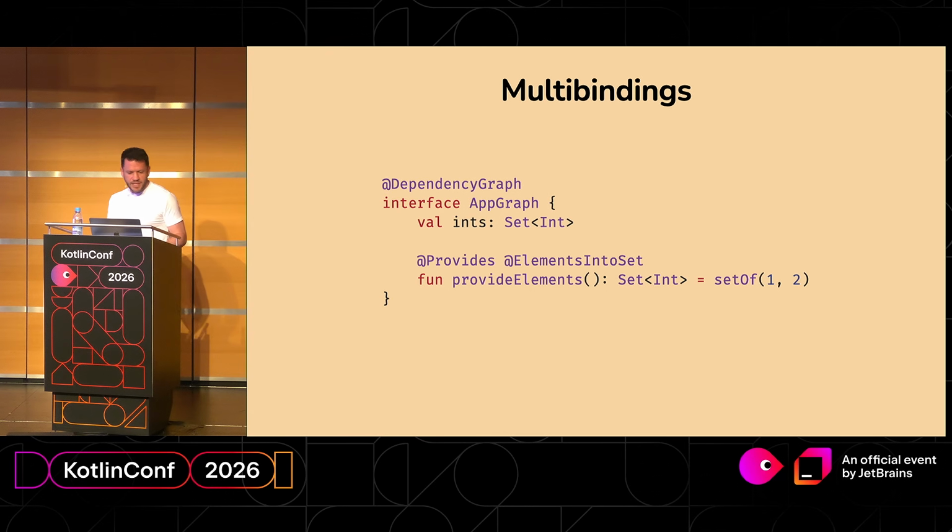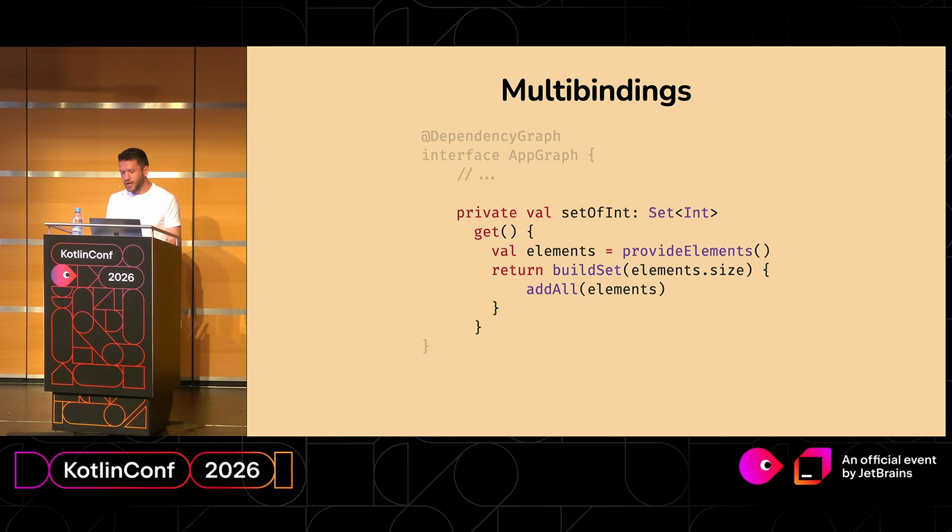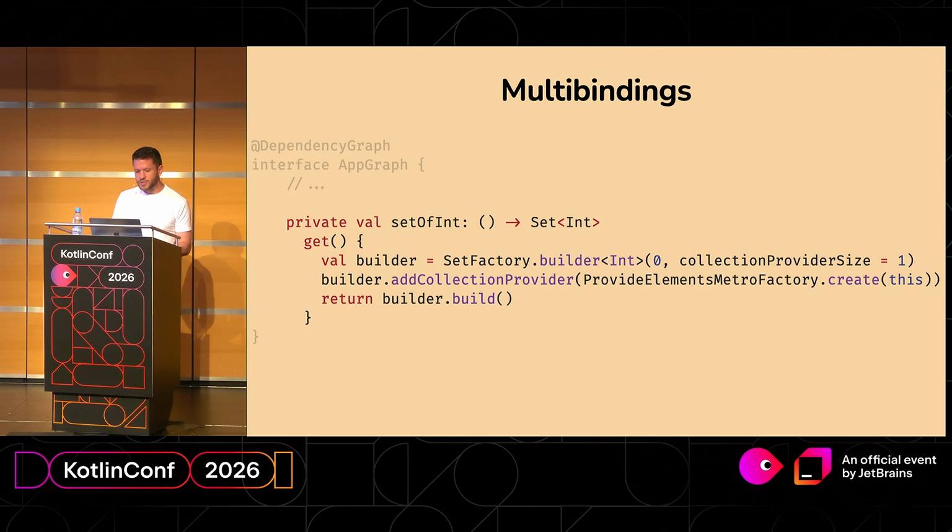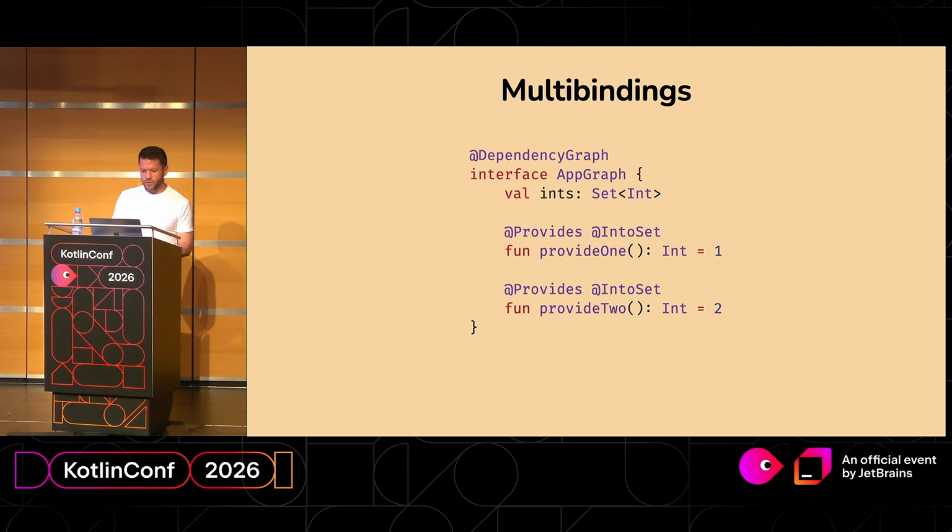What about elements into set? This is again similar to what we were doing before. For scalar access, we can just generate it inline and call addAll with the elements that we got. For providers, again, we use set factory, and there's a separate API for adding a collection provider. And that's sets. So a quick note on multi-bindings before we move on to maps.